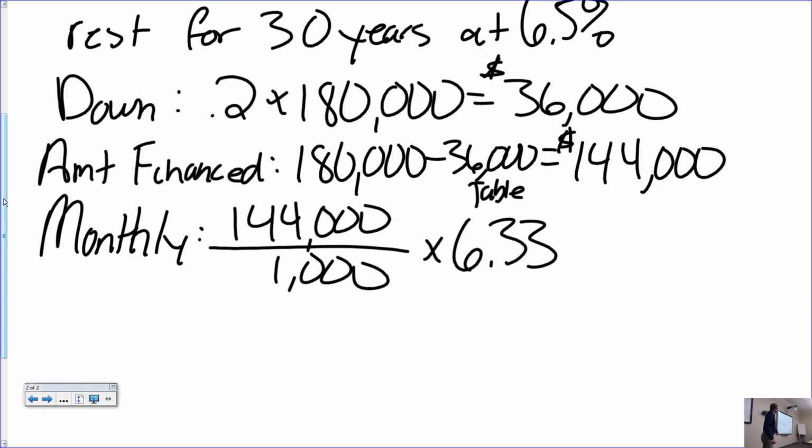So what's 144 times 6.33? 911.52. So it's just a shade over $900. No biggie, right? That's probably rent anyways.